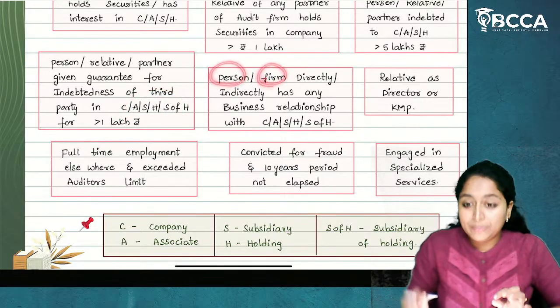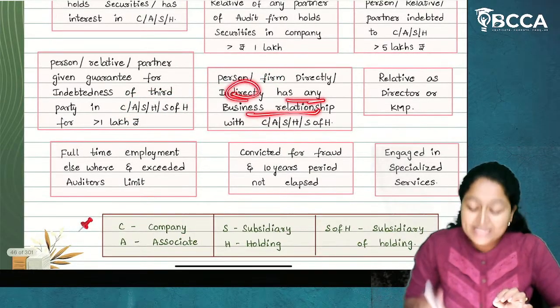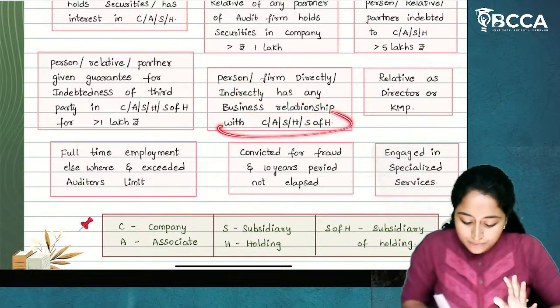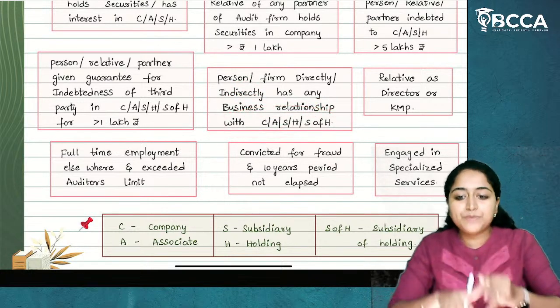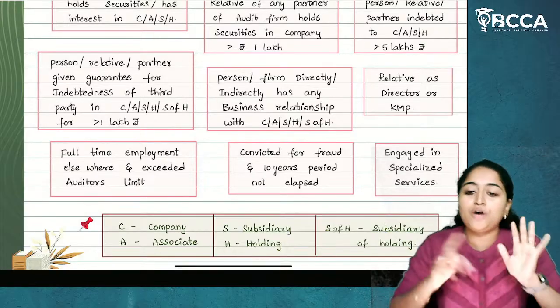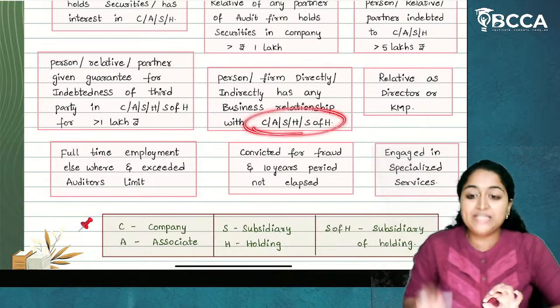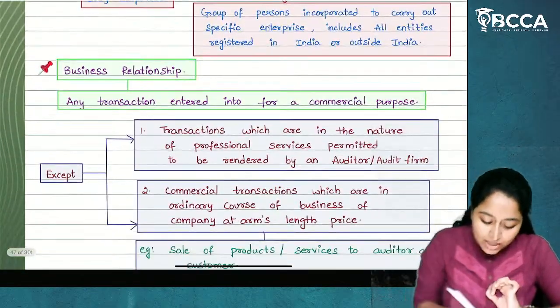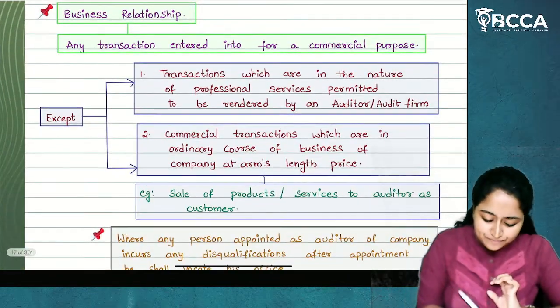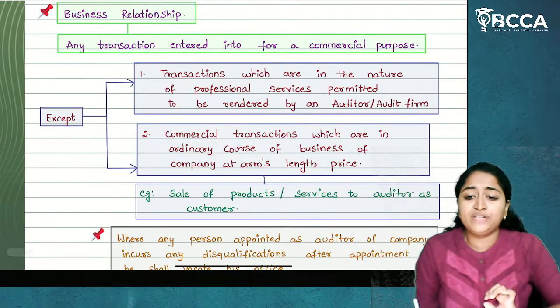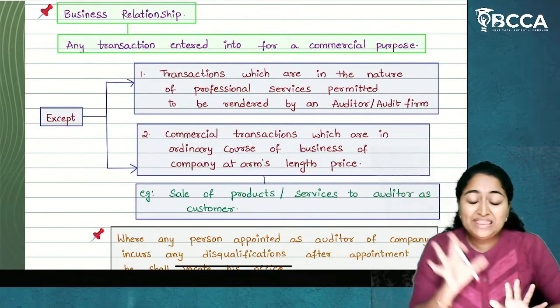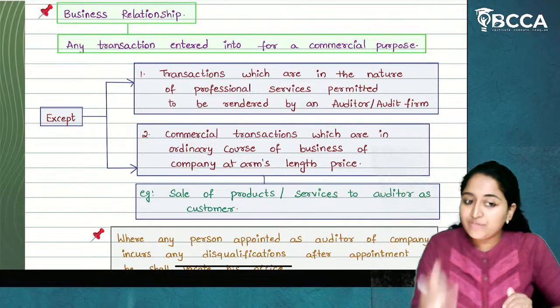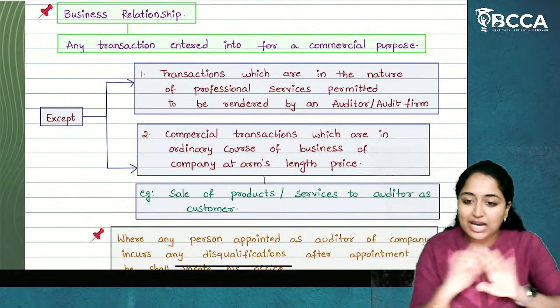Person or firm directly or indirectly has any kind of business relationship with the company, associate company, subsidiary company, holding company, subsidiary of holding company. In all these companies, if they have any business relationship. Now, what is called a business relationship? Any transaction entered into for a commercial purpose in the course of normal business. If they are entering into any kind of transaction, then they are disqualified.